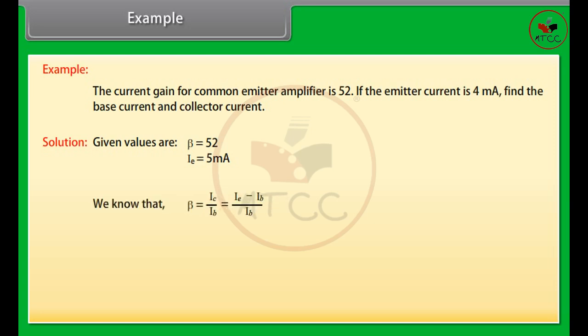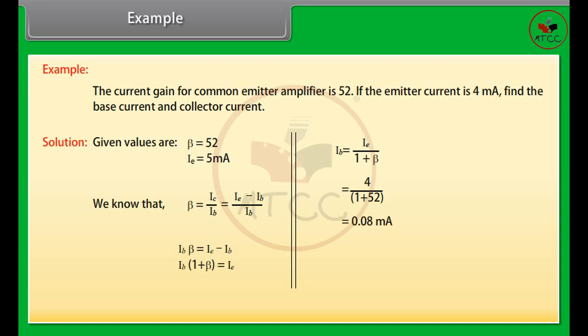We know that beta is equal to IC upon IB, which is equal to IE minus IB upon IB. On simplifying the expression we get IB is equal to IE upon 1 plus beta. Now putting the values in the expression and calculating, we get IB is equal to 0.08 milliampere. We know that IC is equal to IE minus IB.